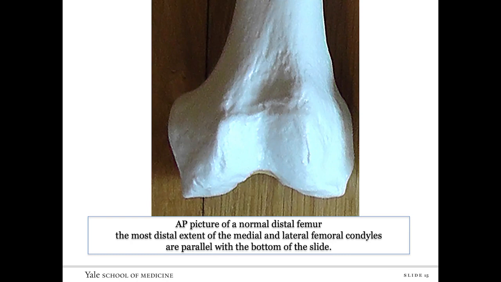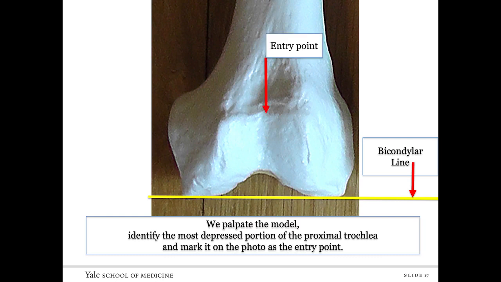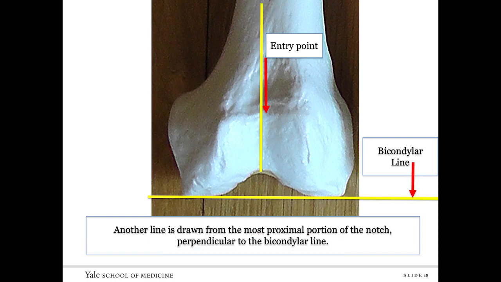Here's an AP of a normal distal femur. The most distal parts of the medial femoral condyle and the lateral femoral condyle are parallel to the bottom of this slide. We call a line connecting these 2 points the bicondylar line. We palpate the entry point and represent it on a photograph of the distal femur with a red arrow.